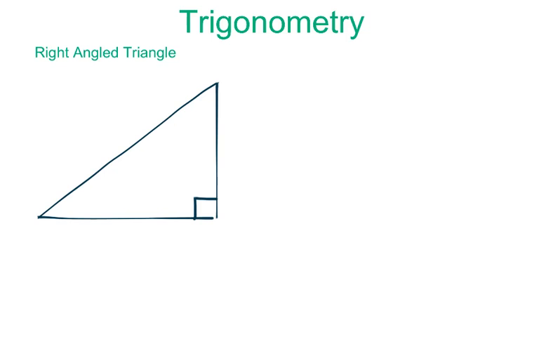A right angle triangle is easily identified by the little box shown in the corner here. That little box represents a 90-degree angle. We have two other angles. We're going to call one theta and one alpha. And now we have three sides of our triangle. The easiest side to recognize is the longest side, which is known as the hypotenuse. Our other two sides depend on which angle we are talking about.